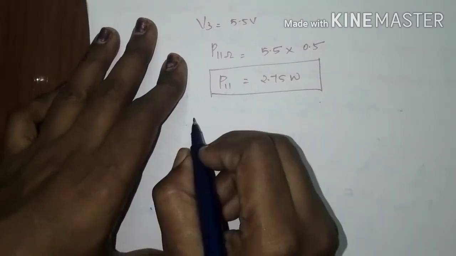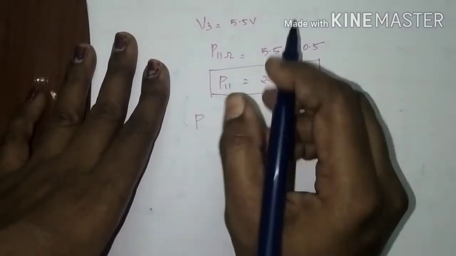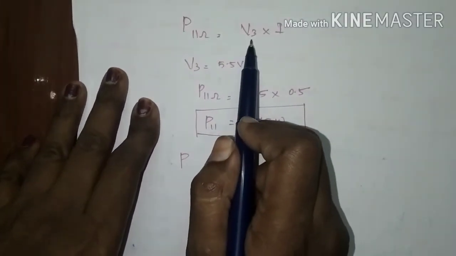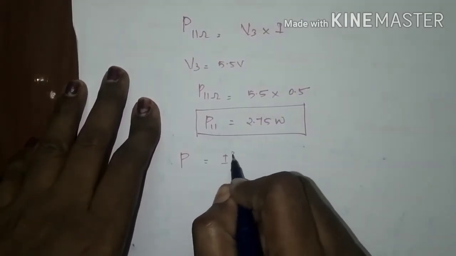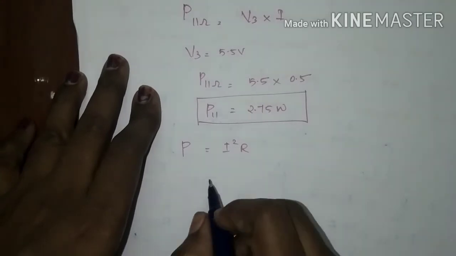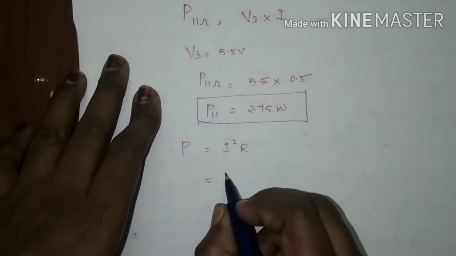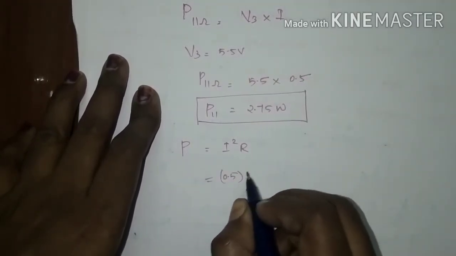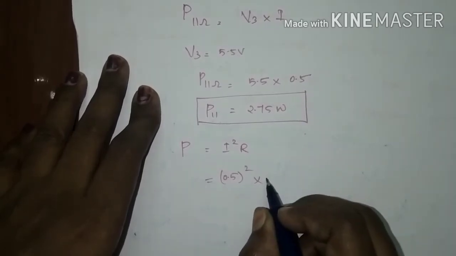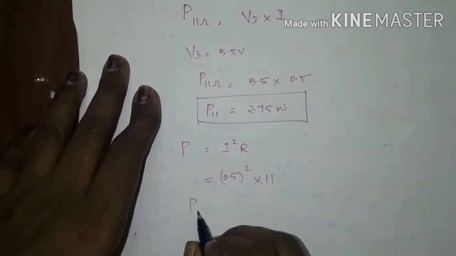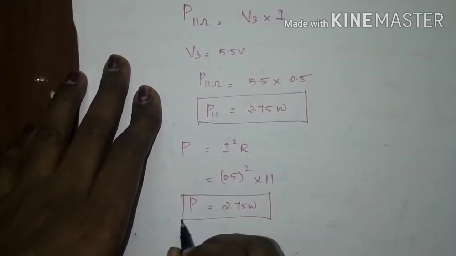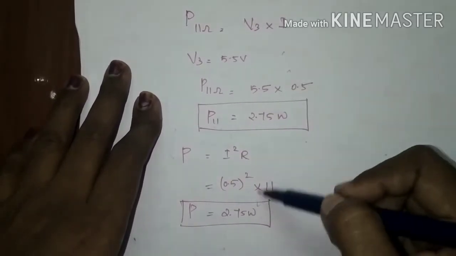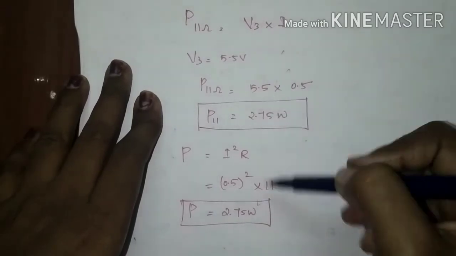So we can also find the power dissipated by another formula. We all know that according to Ohm's law, voltage is equal to current into resistor. So I square R gives the power dissipated across the 11 ohm resistor. The value of the current I is 0.5 squared into the resistance value of 11 ohms, and the power dissipation would be the same value. We can find the power dissipation across the 11 ohm resistor by using either of the formulas.